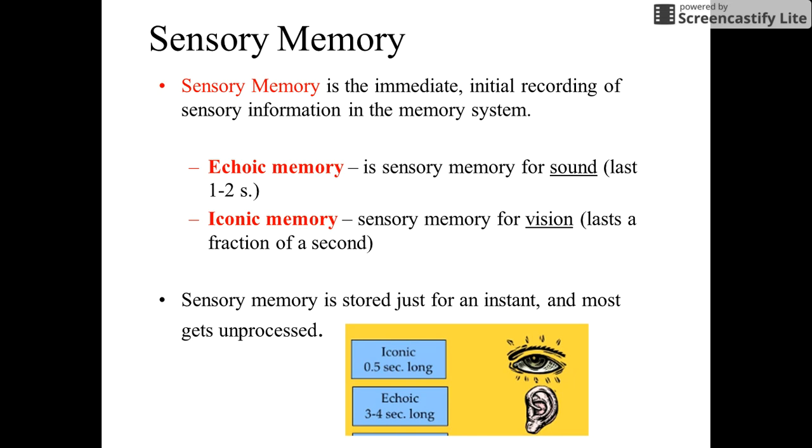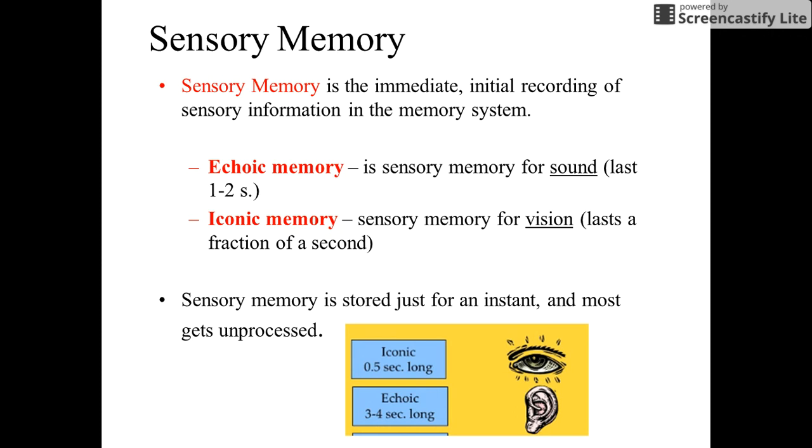Sensory memory is the immediate initial recording of sensory information in the memory system. You have 2 different types: echoic and iconic. Echoic is sensory memory that's a sound. It usually lasts for 1 to 2 seconds. Okay, it's me stating this lecture. You might remember it for 1 or 2 seconds, and then the sensory memory is gone.